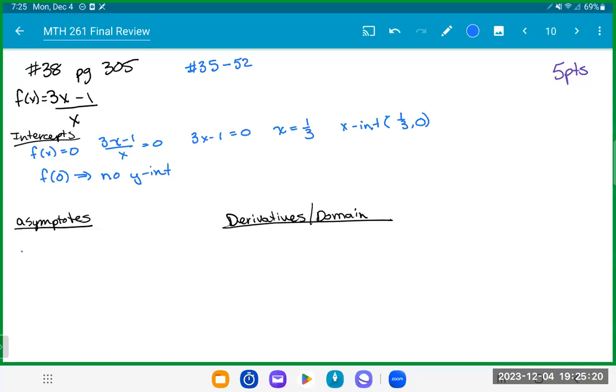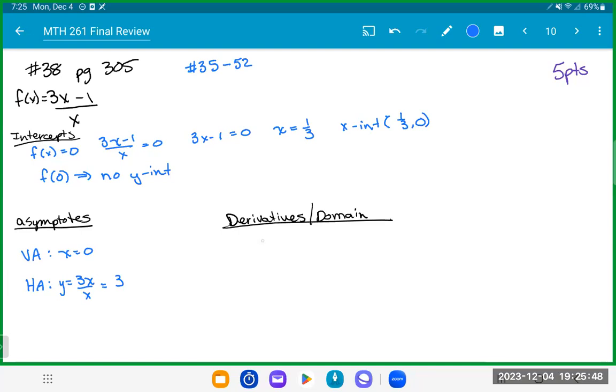So asymptotes: my vertical asymptote is x equals 0, and then my horizontal asymptote is where we just look at our first term here. And so y equals 3 over x... so y equals 3 is my horizontal asymptote.